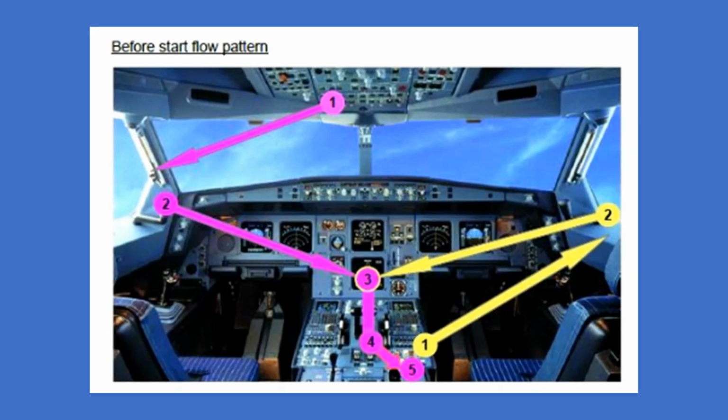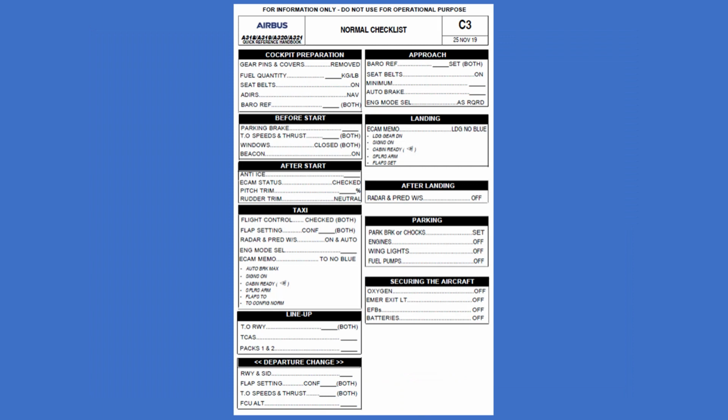So for example, here's an Airbus before start flow pattern for each of the crew to do, with the numbered items that they need to check. And then because they use these flow patterns, the checklist is very, very brief. Here's an Airbus checklist for A320, not specific to any airline, it's just a generic standard operating procedures checklist. Look how brief it is. It's not the long, lengthy checklist that you get, say, in a Cessna or Piper manual.